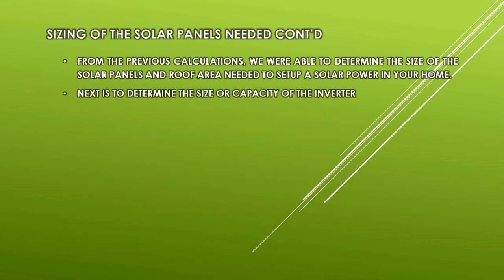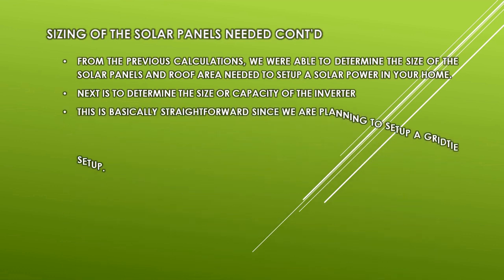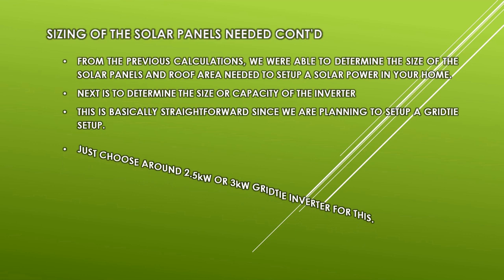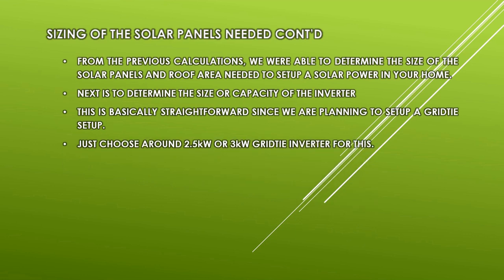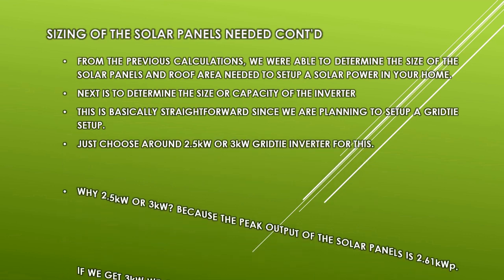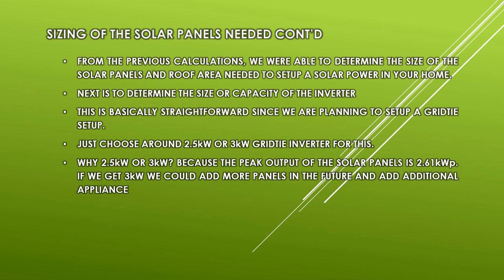From the previous calculations, we were able to determine the size of the solar panels and roof area needed to set up a solar power in your home. Next is to determine the size or capacity of the inverter. This is basically straightforward since we are planning to set up a grid-tie setup. Just choose around 2.5 kilowatts or 3 kilowatts grid-tie inverter for this.